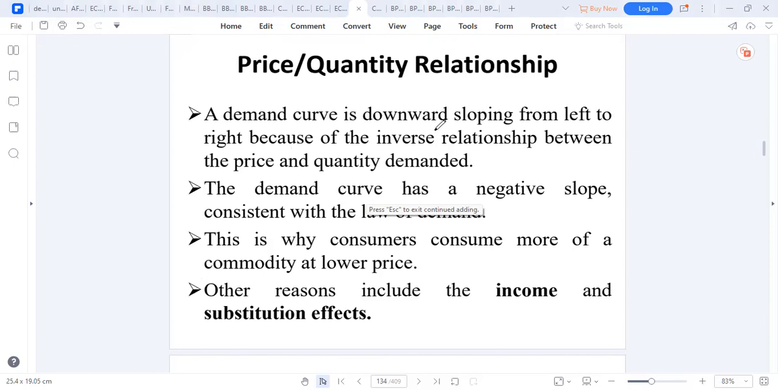The demand curve is always downsloping because of the inverse relationship that exists between the price and quantity demanded. So this is our inverse demand. All right. So this is why consumers will consume more of the commodity at a lower price. Other reasons include income and substitution effects.